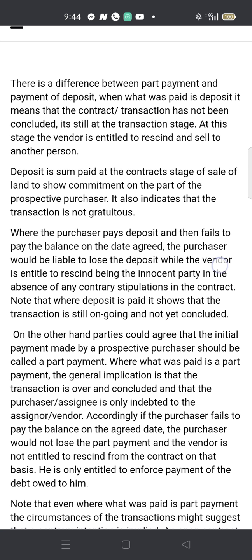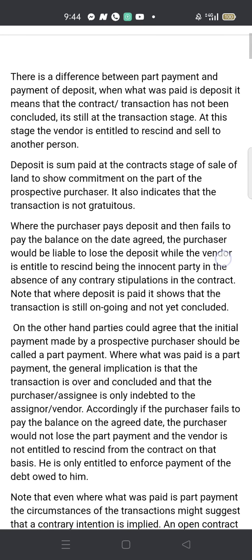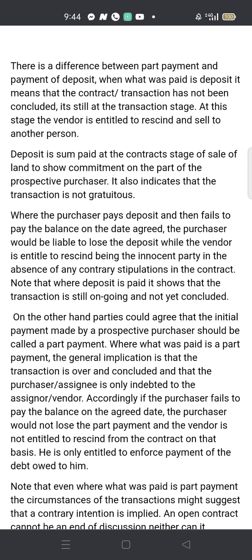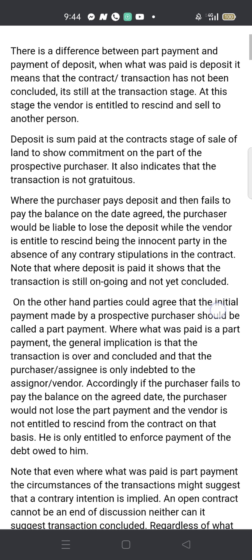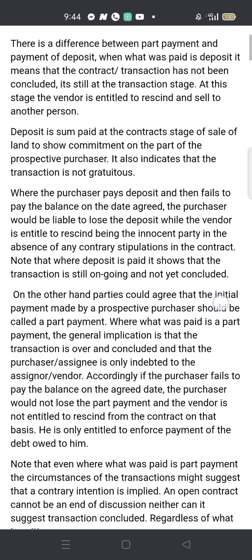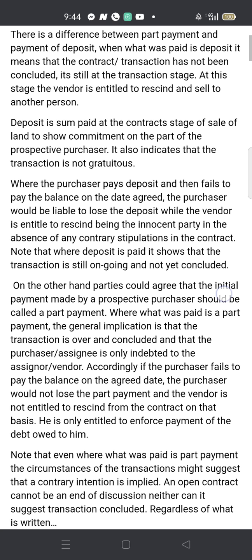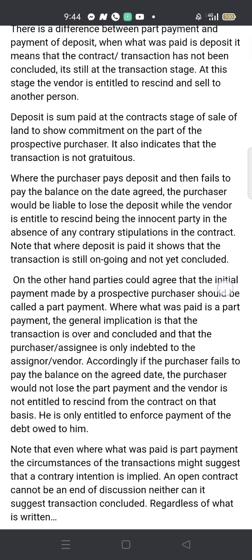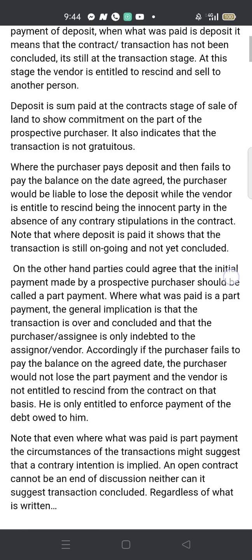Deposit is the sum paid at the contract stage of sale of land to show commitment on the part of the prospective purchaser. It also indicates that the transaction is not gratuitous. Where the purchaser pays deposits and then fails to pay the balance on the date agreed, the purchaser would be liable to lose the deposits, while the vendor is entitled to resign, being the innocent party, in the absence of any contrary stipulations in the contract. Note that where deposit is paid, it shows that the transaction is still ongoing, not yet concluded.